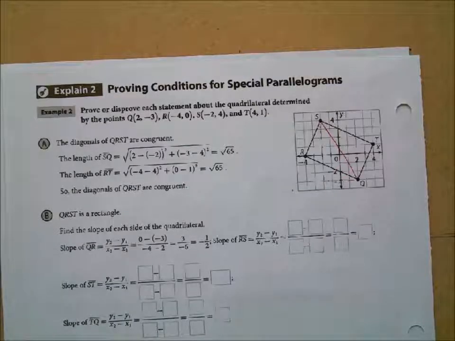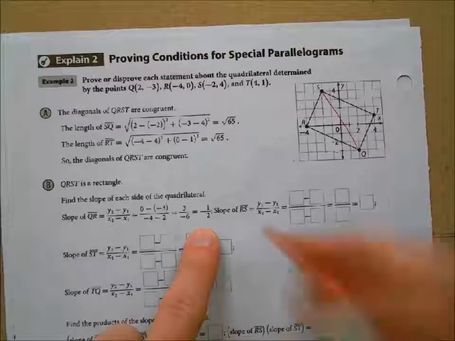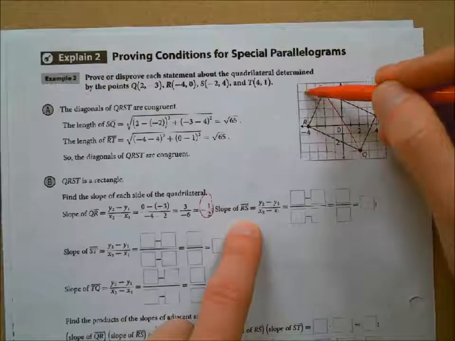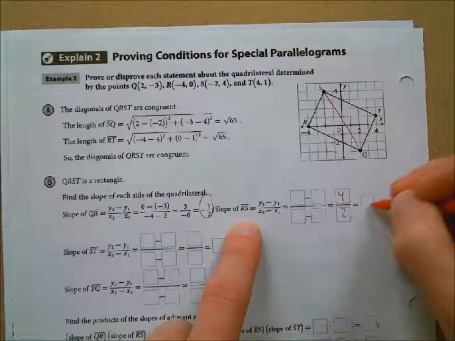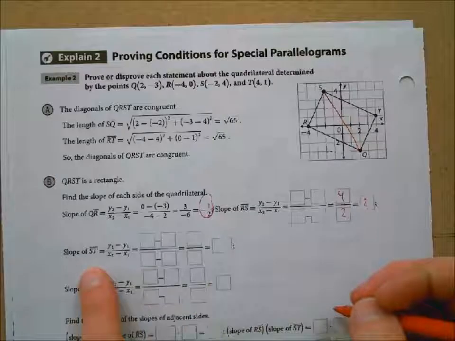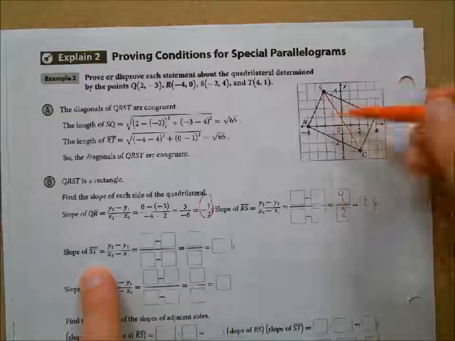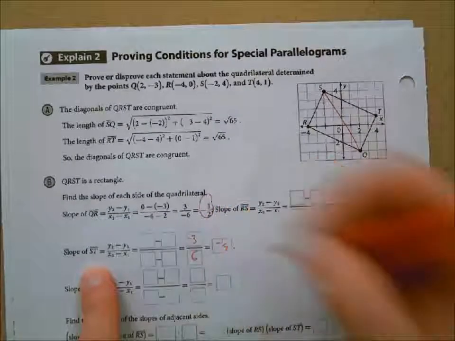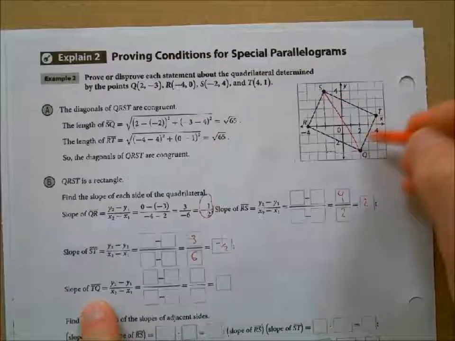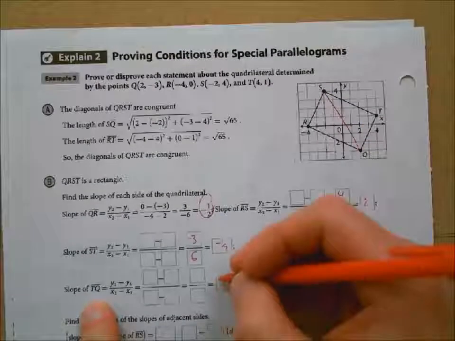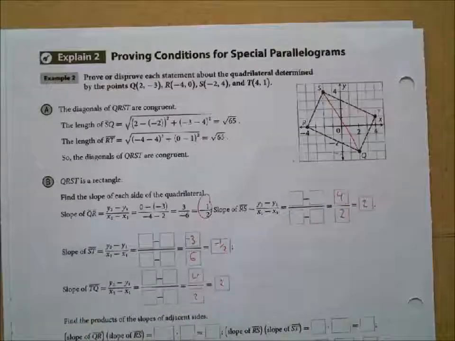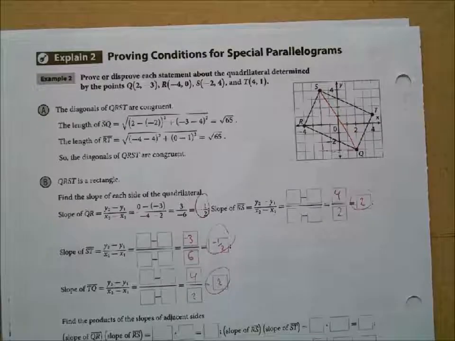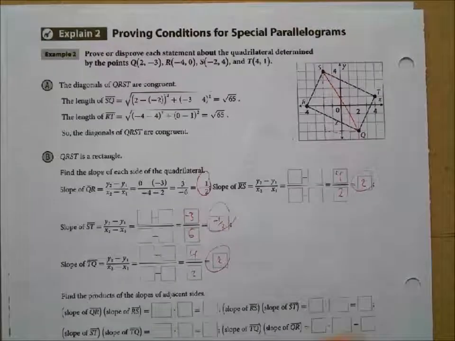And so we want to then prove that QRST is a rectangle. Okay? And they have us find the slopes. They found the slope of QR for us already. QR slope is -1/2. So we'll go ahead and find the slope of RS. So RS is up 1, 2, 3, 4, right 1, 2. So 4 over 2, which is 2. Okay? Slope of ST is down 1, 2, 3, and then right 1, 2, 3, 4, 5, 6. So -3 over 6, or -1/2. And then finally, the slope of TQ is also going to be up 1, 2, 3, 4, right 1, 2. So 4 over 2, or just 2.